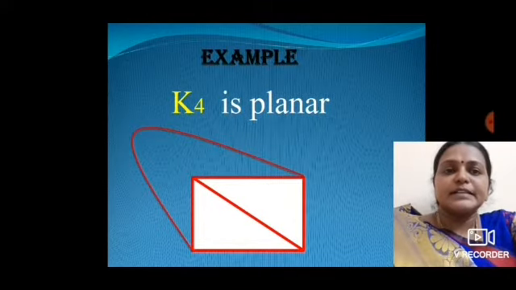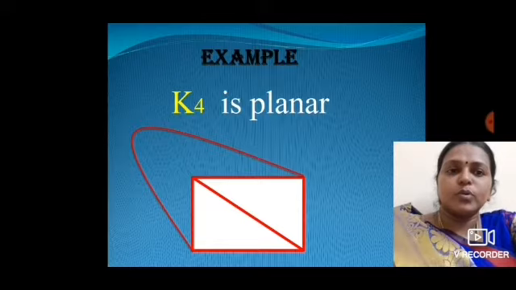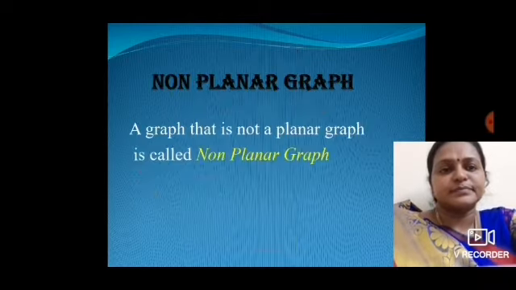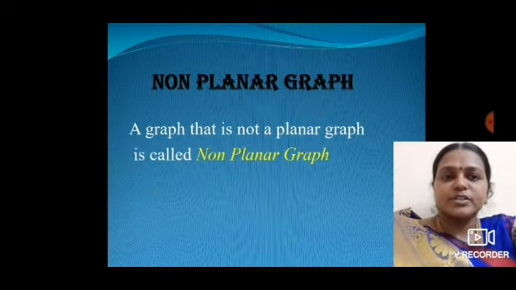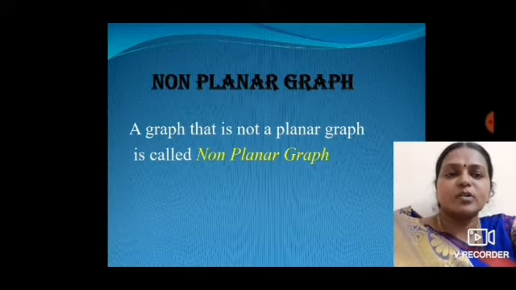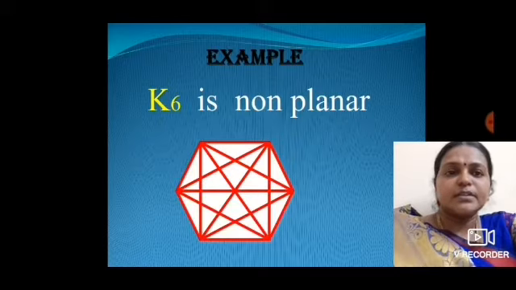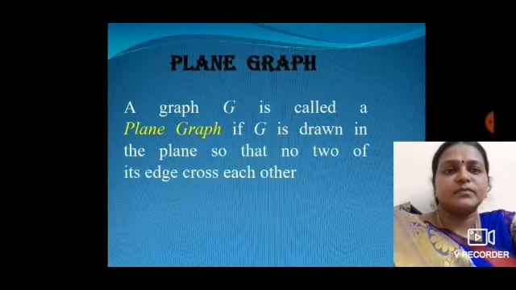You can see the example for K4, which has been drawn so that no two of its edges cross each other. The next definition is non-planar graph. A graph that is not a planar graph is called a non-planar graph. Let's see an example. K6 is non-planar. You can see the edges intersecting each other.